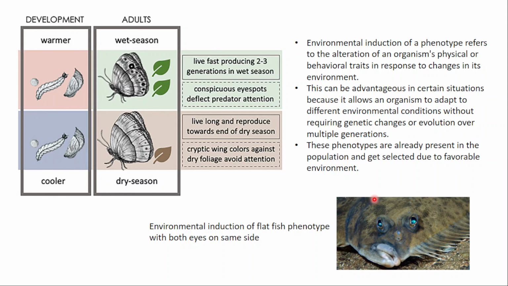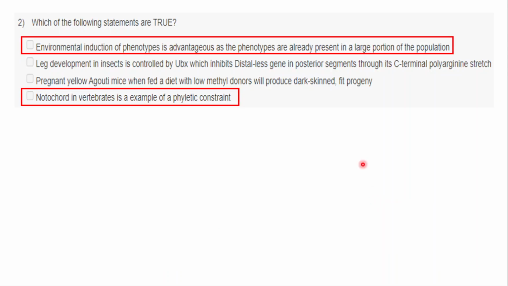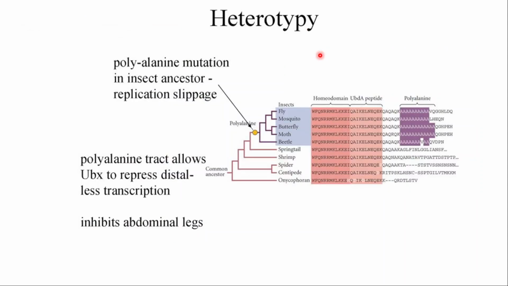A favorable environment will favor certain traits and characteristics, and such individuals will already be existing in the population. They will just get selected by natural selection, and changes in body plan would not take much time, mutations and drastic genetic changes. So that's how the first statement is true, because environmental induction is advantageous for the traits or the phenotypes that are already present in a large part of the population.